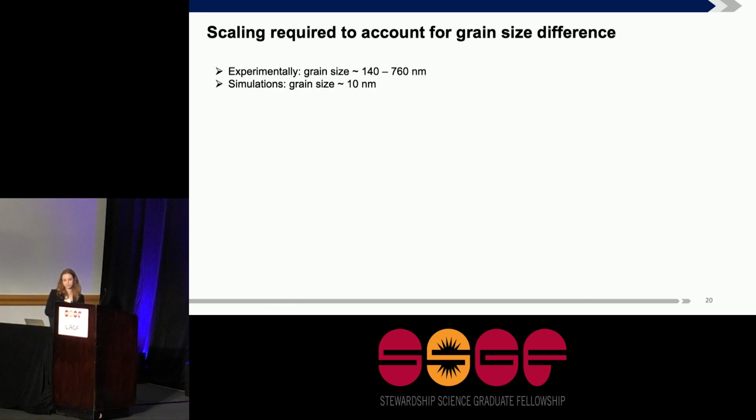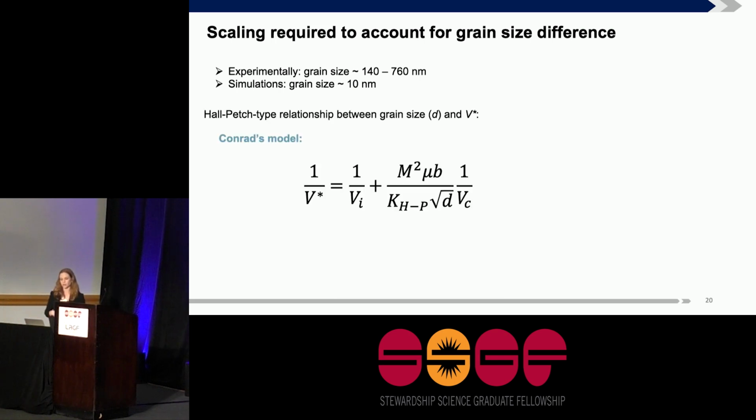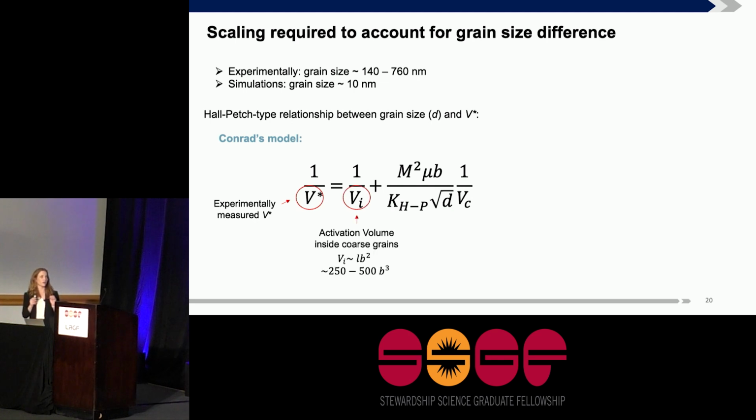In order to do that, you have to consider the differences between the experimental conditions and the modeling conditions. One of the main differences is the grain size. Experimentally, our grain sizes range from 140 to 760 nanometers, but the models are done for a grain size of 10 nanometers. So we need to come up with a way to account for this grain size difference. And we've invoked Conrad's model here, which basically relates the experimentally measured activation volume that I measure with the activation volume locally for mechanisms inside the grain and mechanisms at the grain boundaries that the models determine.